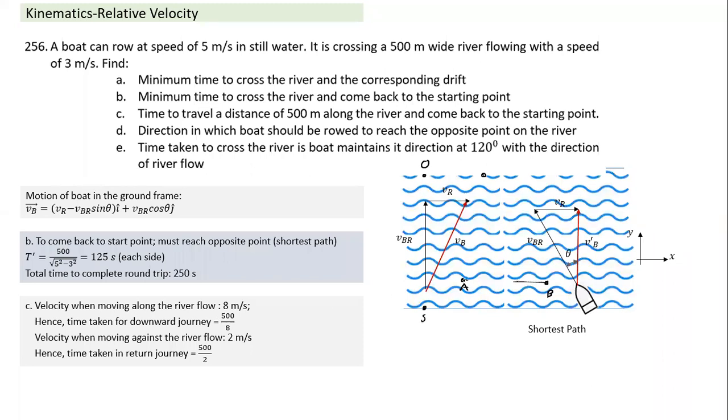When it is moving along the river in the forward direction, its ground velocity will be the sum of the two velocities. Now both velocities are in the same direction. So the resultant ground velocity becomes the sum of 5 plus 3, which is 8. So time taken for the downstream journey will be equal to total distance by 8 meters per second. But when it's moving against the river, it becomes the difference of the two velocities. The river velocity is 3, and the boat velocity with reference to the river is 5. So net becomes 2. So time taken for the return trip will be 500 by 2. The sum of these two will be the total time taken to go from A to B and come back.